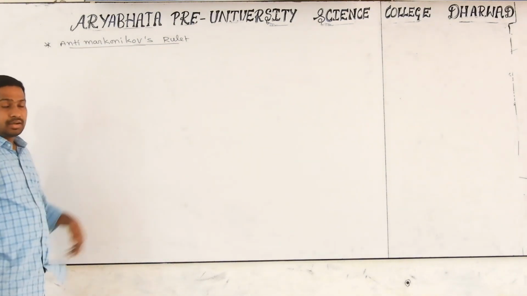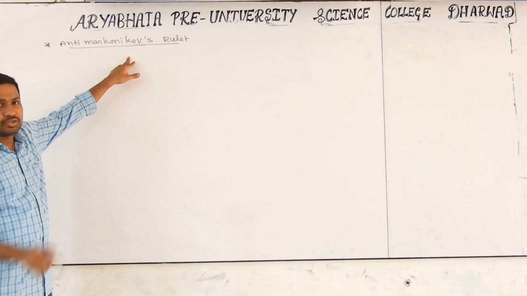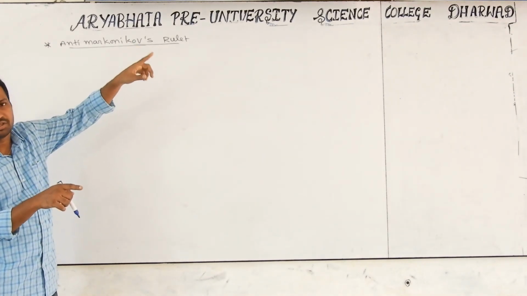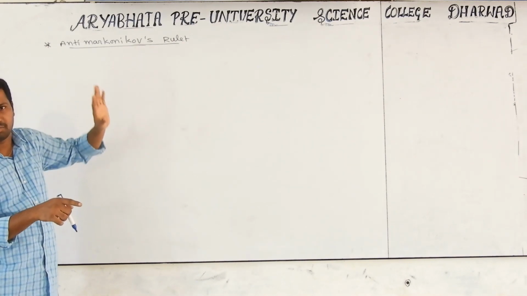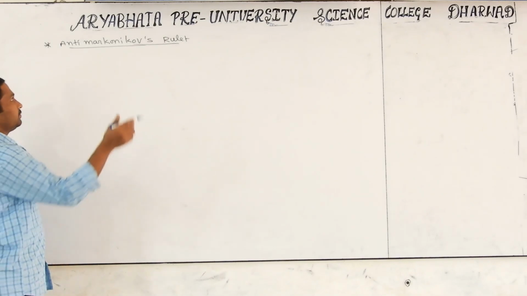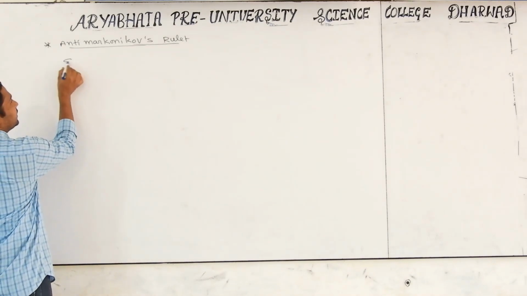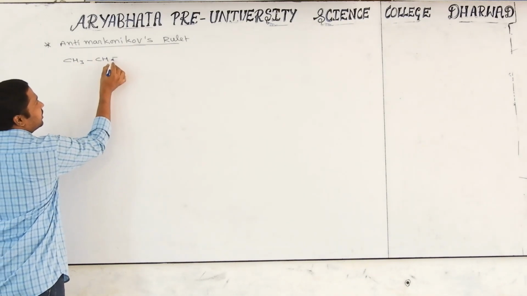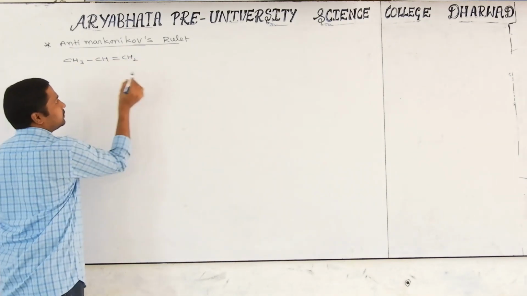Today we learned about unsymmetrical alkenes, the addition of hydrogen halide to unsymmetrical alkenes. Two rules are followed: one is the Markovnikov rule, another one is the anti-Markovnikov rule. So what is the anti-Markovnikov rule, we will discuss. First of all, take one example, which is CH3-CH=CH2.